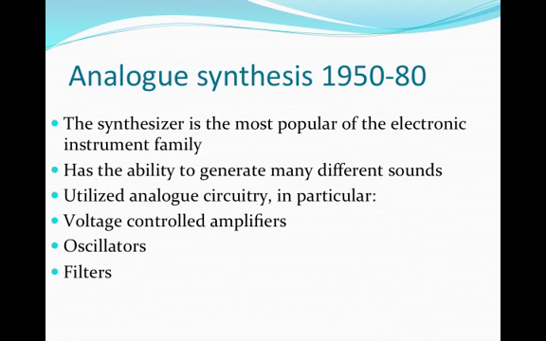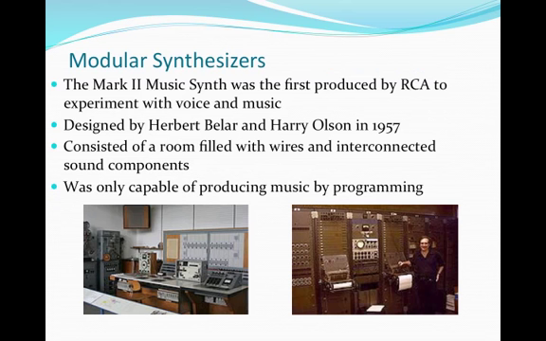Analog synthesis was from 1950 to 1980, and its synthesizer is the most popular of the electronic instrument family. It has the ability to generate many different sounds. It utilized analog circuitry, in particular voltage-controlled amplifiers, oscillators, and filters. RCA were the first to produce experimental devices to synthesize music in the 1950s.